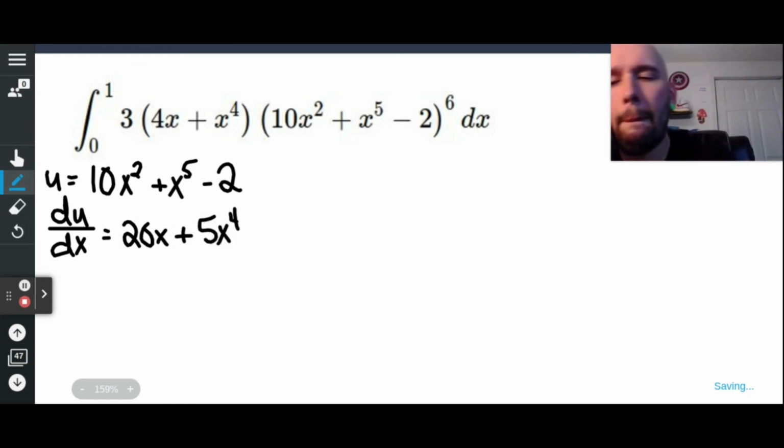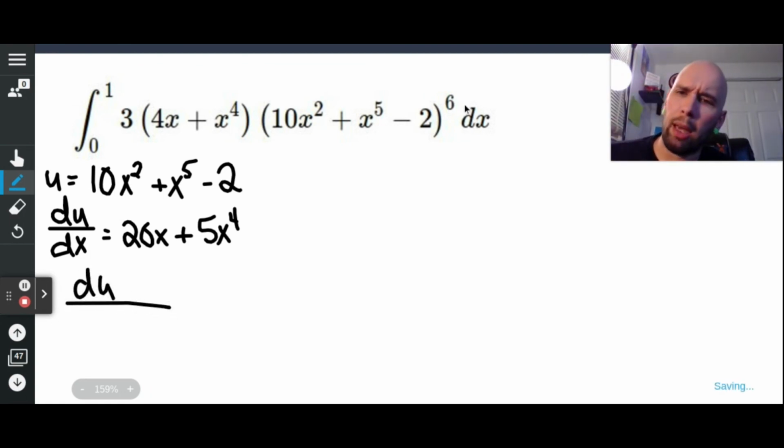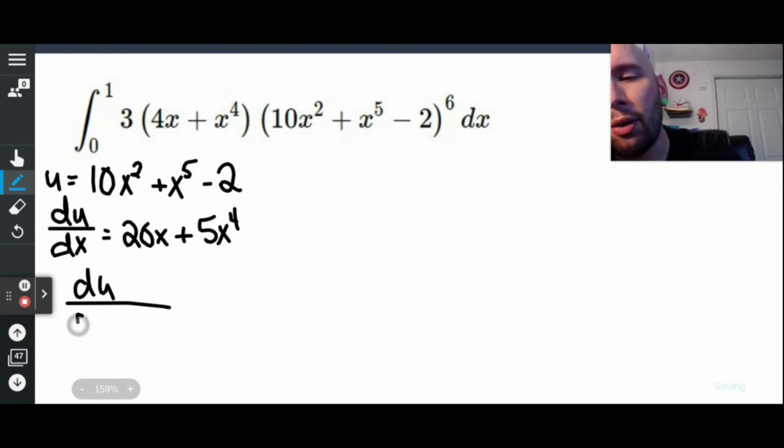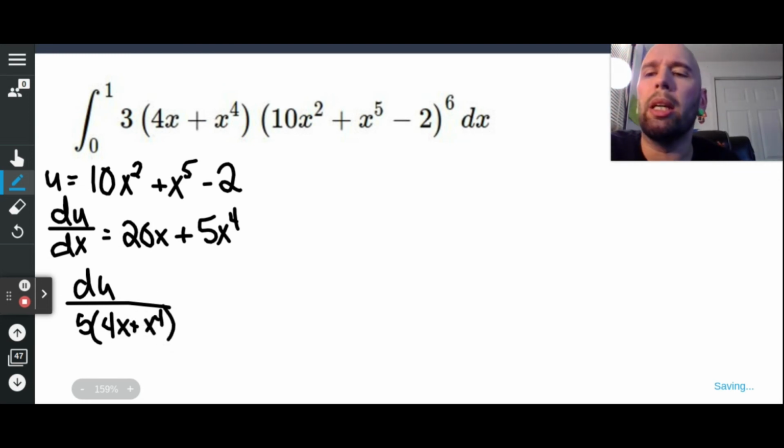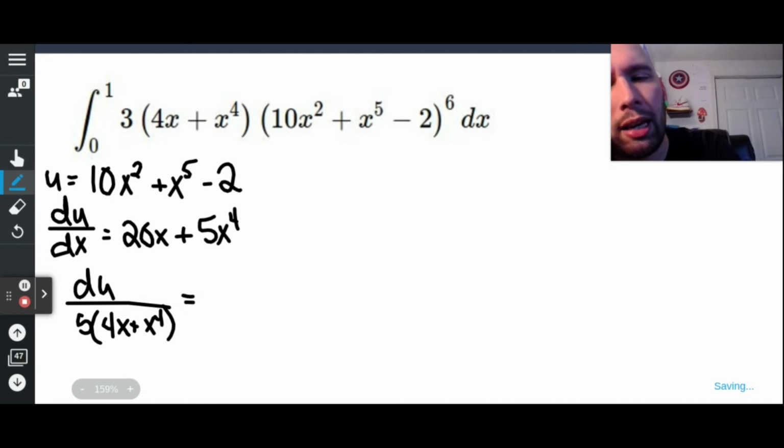Flip du over. Now I know what's going to happen, so I'm just going to get this out of the way. I know that somehow that's going to cross out, but the only way I'm going to make that cross out is if I bring a 5 out of that guy right there. So I'm going to bring the 5 out now and make that 4x plus x to the 4th. At this stage, you should know what's coming. That's going to equal dx.